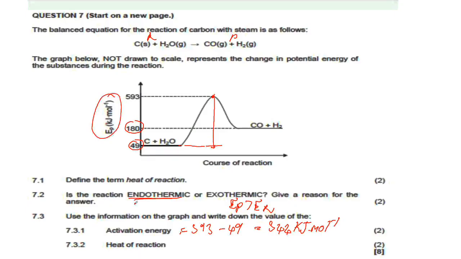And then the heat of reaction. This one here represents the activation energy. And this here, the difference between the energy of the product and the energy of the reactants, represents your enthalpy change, or the heat of reaction. So we simply say, what is the energy of the product? It's 180. Then the energy of the reactant is 49. So 180 minus 49 will give us the value for the enthalpy change, which is 131 kilojoules per mole, right? So that's it.